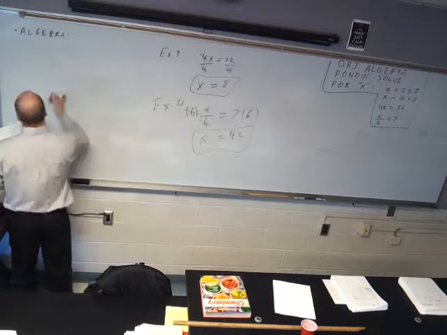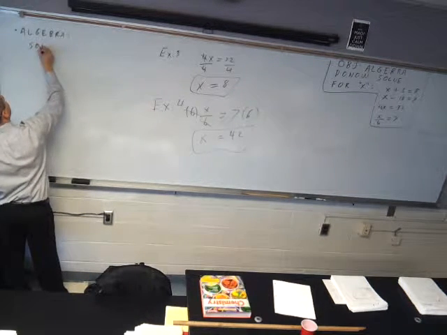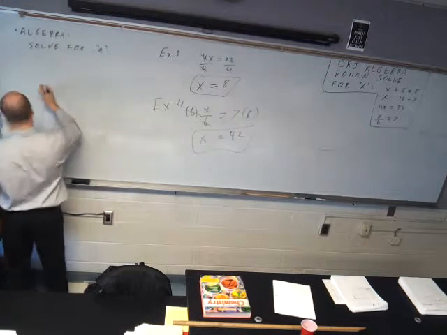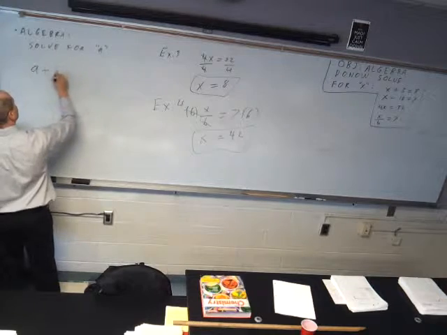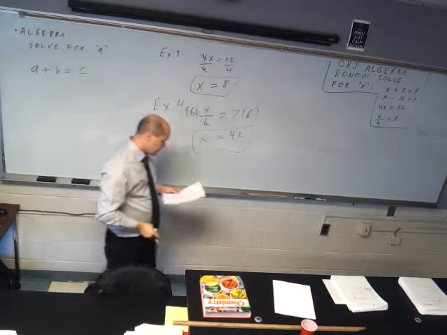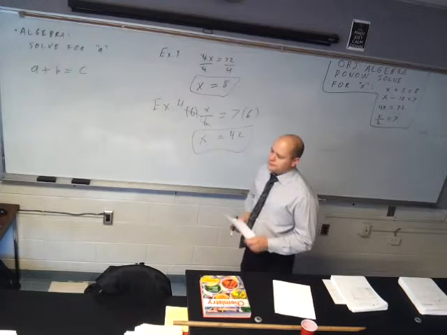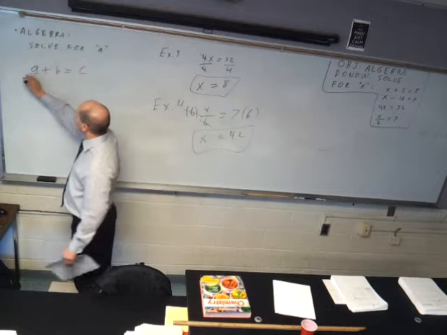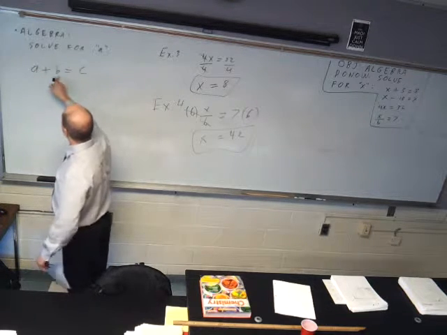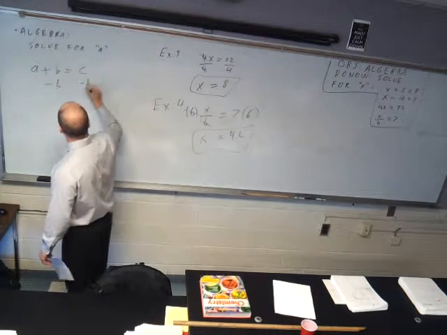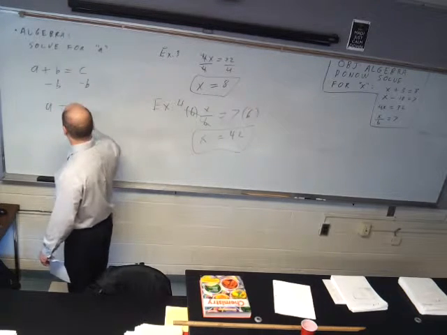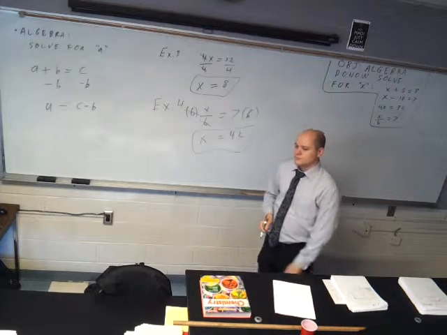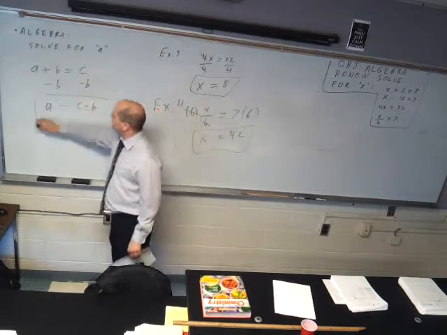Okay, so let's do solve for A. Let's do A plus B equals C. And we'll solve for A, so what are we going to do? Yeah, on the side of A, whatever's not A needs to go away, so we're going to get rid of this B. So it's minus B, minus B. We get A equals C minus B. That's our answer. We don't have numbers, so we can't simplify it anymore.